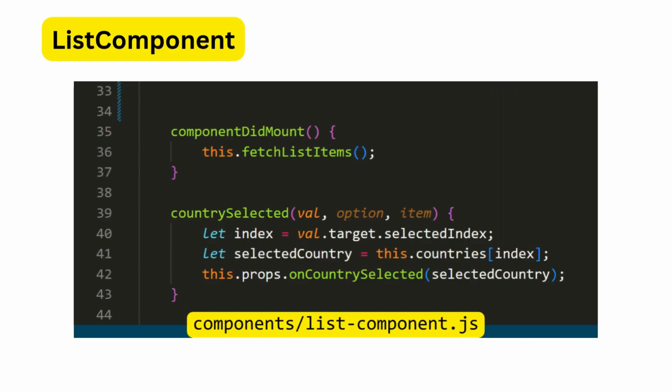We know that onCountrySelected was passed from the main component, or parent component, to the list component, or child component. This is how data is transferred from child to parent in React.js. Now come back to the list component.